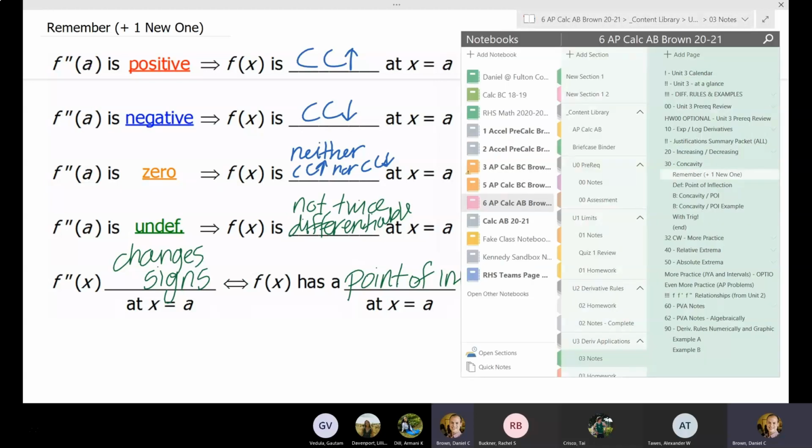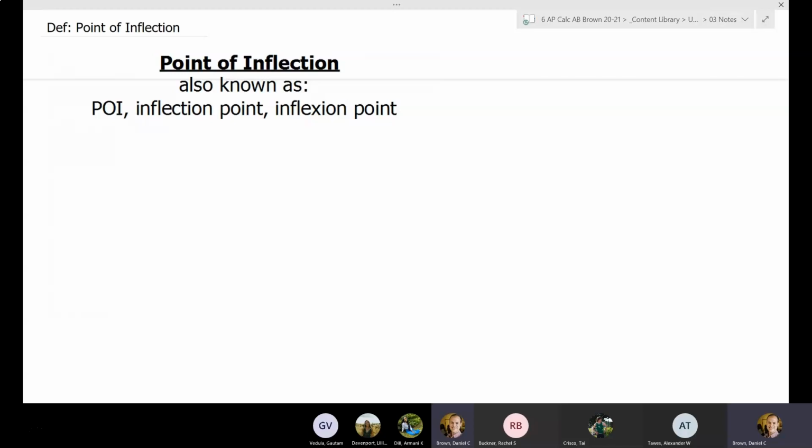So I do want to go ahead and define point of inflection again. Point of inflection, other things you can call it, POI, common abbreviation. You can just say inflection point. That last spelling of it is actually the British English spelling of it. So if you look it up online and see that, you're probably looking at a British website, but they all mean the same thing. And the definition of a point of inflection is where the second derivative changes sign.